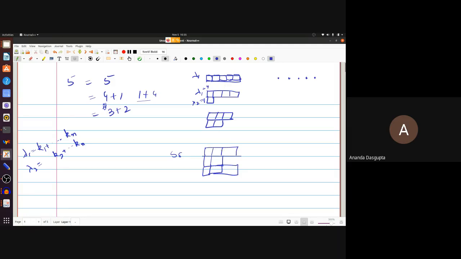The number of boxes in each row is the lambda for that row. The number of boxes in the next row can be at best equal to it or less than that. Is that okay? Yes? Yes, sir. Okay.